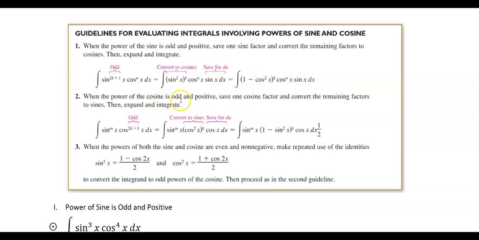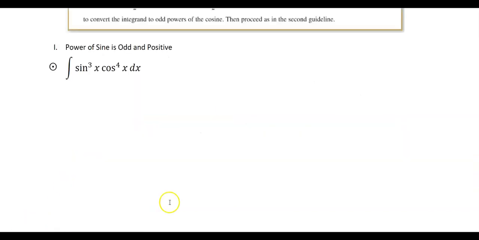When the power of cosine is odd and positive, we save one cosine factor and convert the remaining factors to sines, and then we expand and integrate. Now, if the powers of both sine and cosine are even and non-negative, we might have to make repeated use of these power-reducing identities from trigonometry to convert the integrand to odd powers of the cosine, and then you can go from there. So let's look at an example.